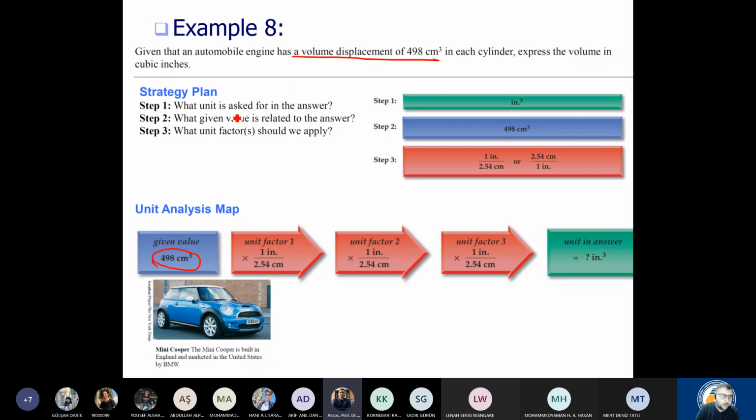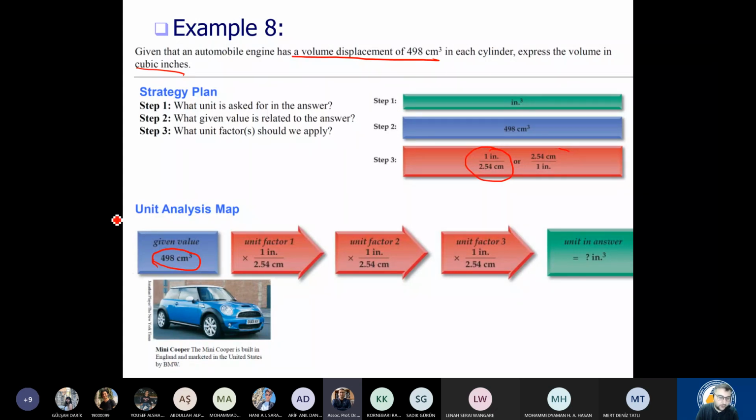So to convert it to cubic inch, you must know 1 centimeter is equal to how much inch. So 1 inch is equal to 2.54 centimeter. Or if you want, you can use 2.54 centimeter or 1 inch. Well, which one is better? Here they give you in centimeter, so it is better to choose inch over centimeter, to cancel the centimeters.